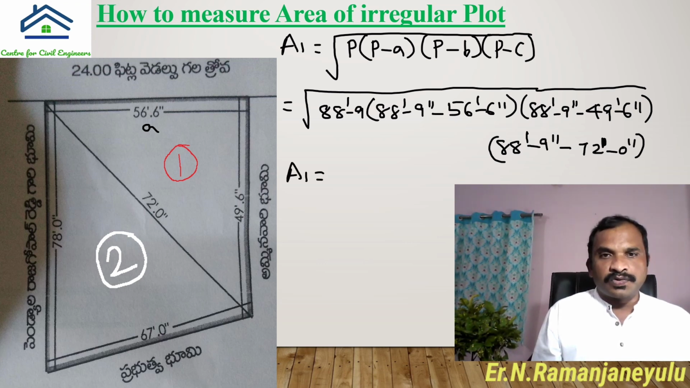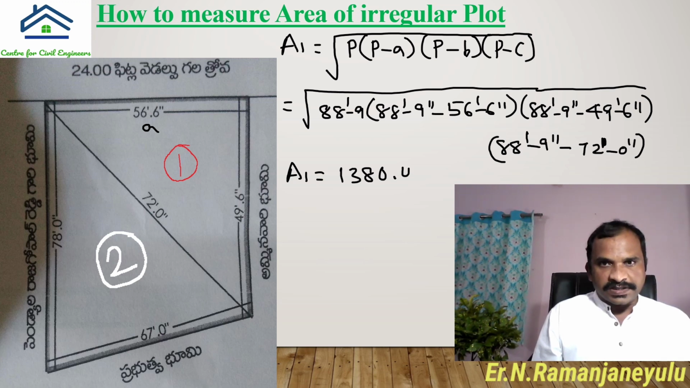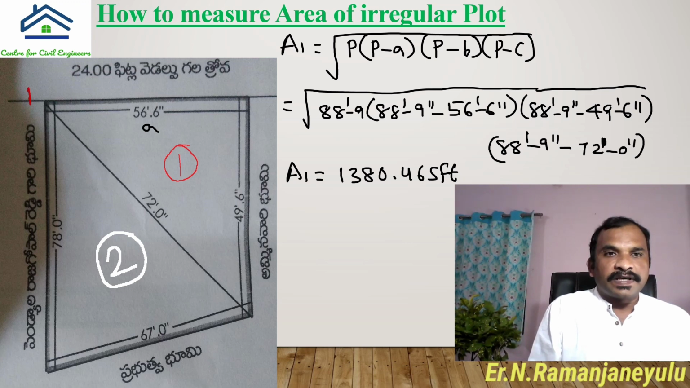This comes out to A1 equal to 1380.46 SFT. Like this, we got the area of figure 1. This is the figure 1 area, nothing but A, B, C. We got this area.